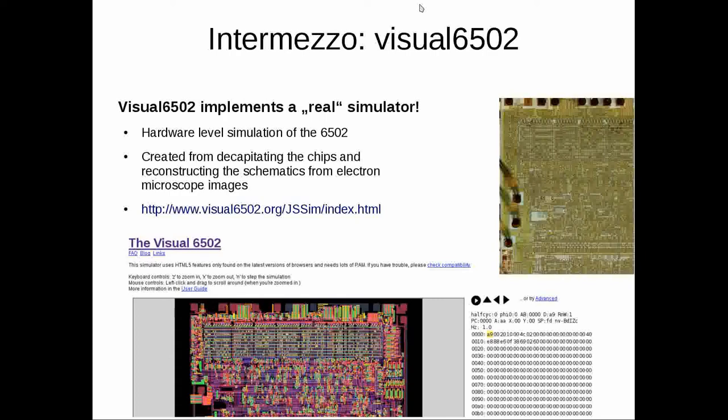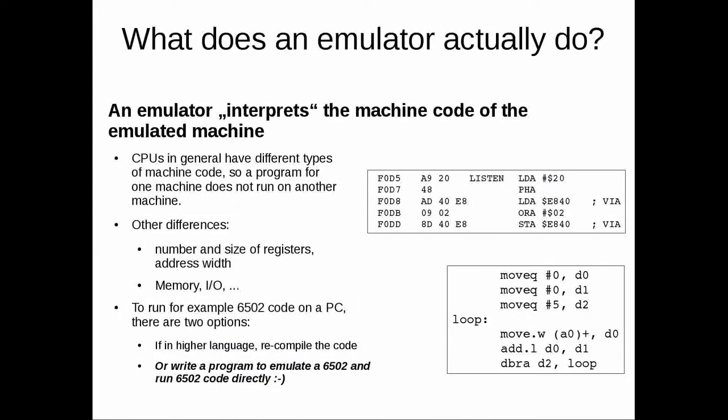Now that we've seen what the processor really does in full detail, what does an emulator then do? An emulator interprets the machine code of the emulated machine. That is, it acts as if it were a processor and executes that code. So it has its own set of registers and executes each operation working on this register set.